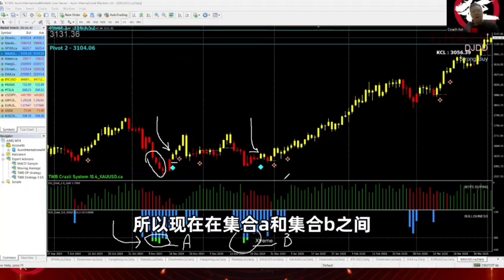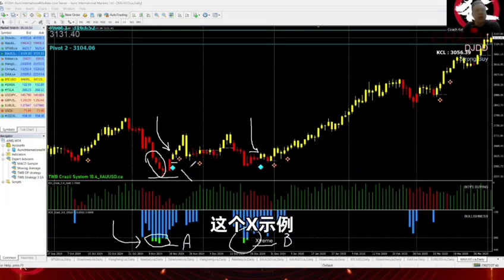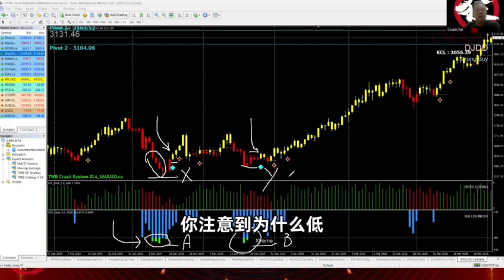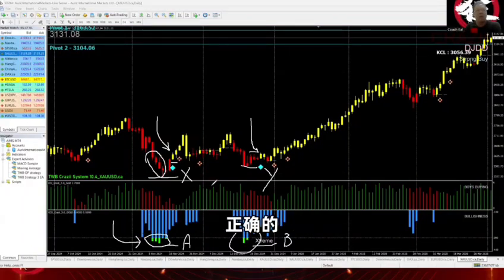Between set A and set B, do you notice that this low here, X for example, and this lowest point, Y for example, the Y low is higher than the X low? In short, the low of Y is higher than X. Can you see that? If yes, put the word yes. If you see it, let me know. It's very important.